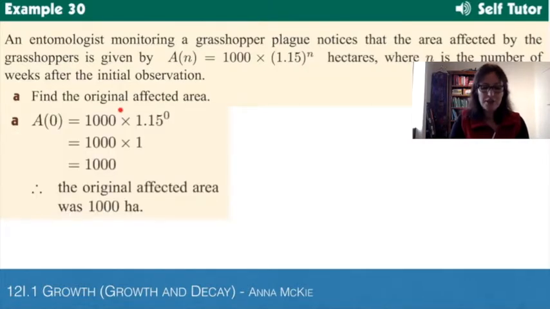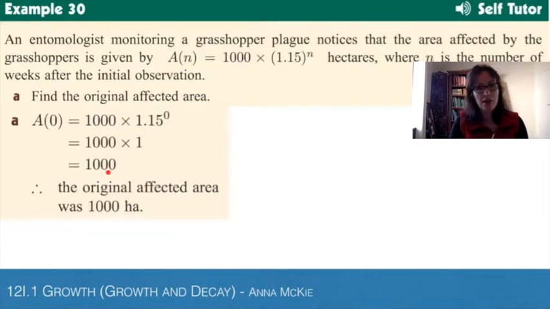So original means 0 weeks have passed. So instead of n, we're going to substitute in the number 0. And here was our formula. So where you see n, put in a 0. As we know, anything to the power of 0 is 1. And so our original affected area was 1,000 hectares. In worded questions, it's often good etiquette to answer with words, so in a sentence.